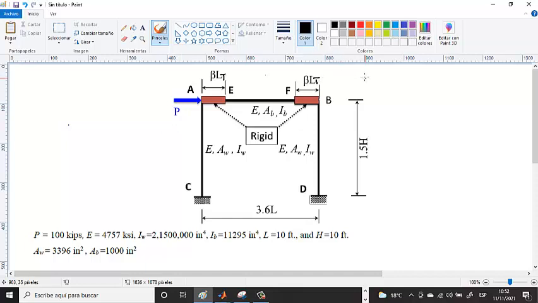In this case, the beta ratio is equal to 0.05 of the total length of the structure. In this case, LT is equal to 3.6 times the value of L.